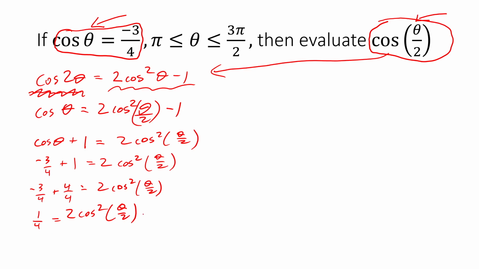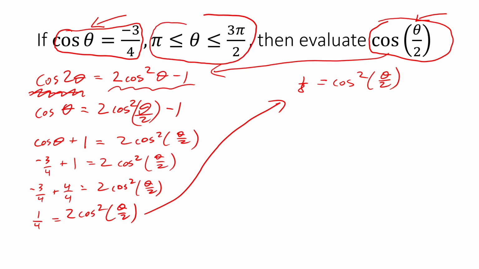And we can divide left side and right side by 2. That serves the purpose of just having cos squared of theta over 2. So now all we have to do is square root both sides. But we have to be careful at this point because we have to know whether the cos of theta over 2 should be positive or negative. Well, we see that the terminal arm of theta is in quadrant 3. But we're not asked to find the cos of theta, we're asked to find the cos of theta over 2. So we need to know where the terminal arm for theta over 2 is.